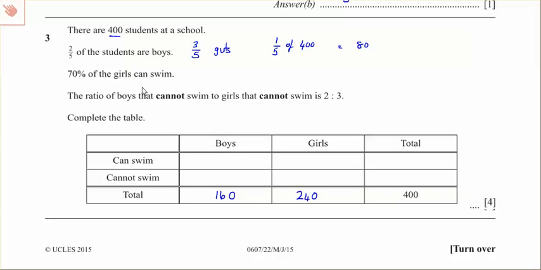70% of the girls can swim, so I need 70% of 240. So 70% of 240, well, 10% is 24, so 7 times 24 will give me the 70%, so 7 times 20 is 140. 7 times the 4 gives me 28, so the answer is 168. Now just check that 70% of the girls can swim. So, can swim girls, 168.